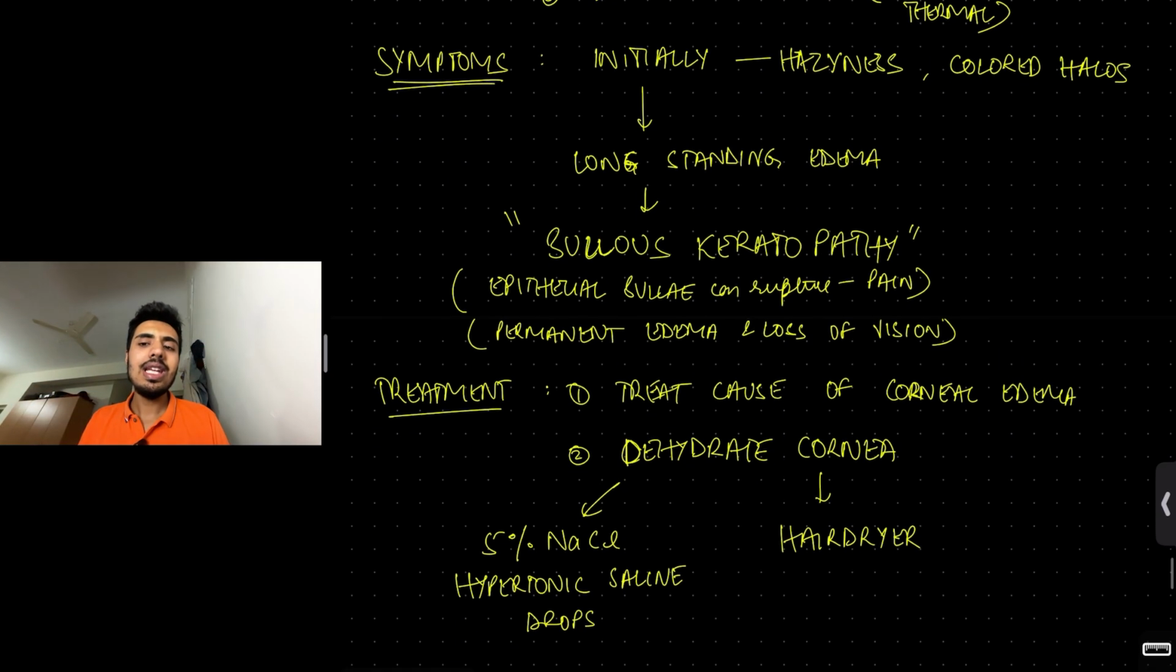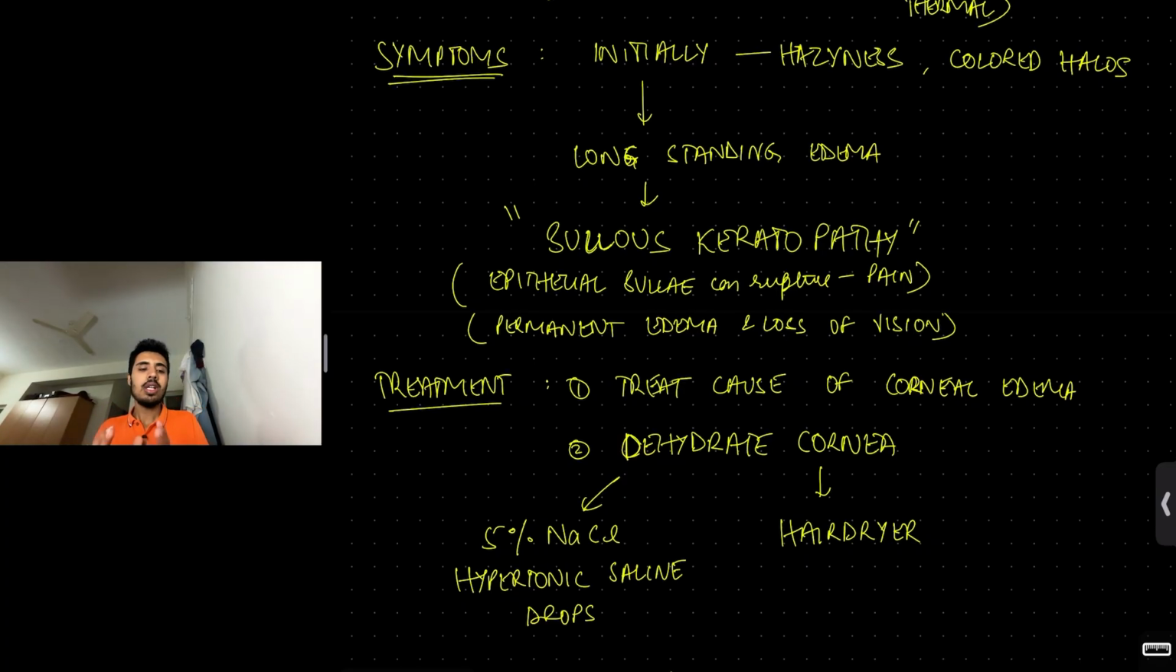Symptoms: initially you have haziness. See, transparency reduces, of course. So haziness, colored halos. Why? It acts like a prism. The water in the corneal edema acts like a prism. It splits the light into different colors. So the patient sees rainbow colors upon looking at a point source of light, etc.